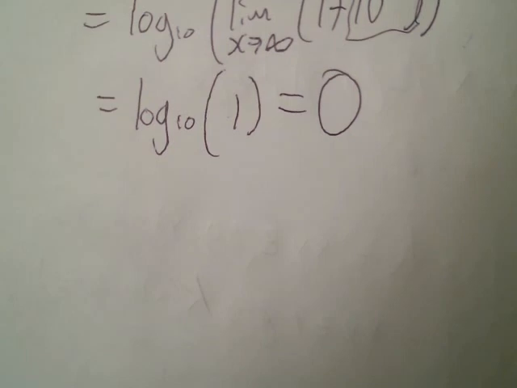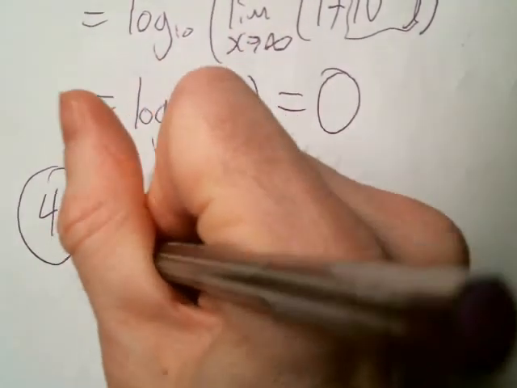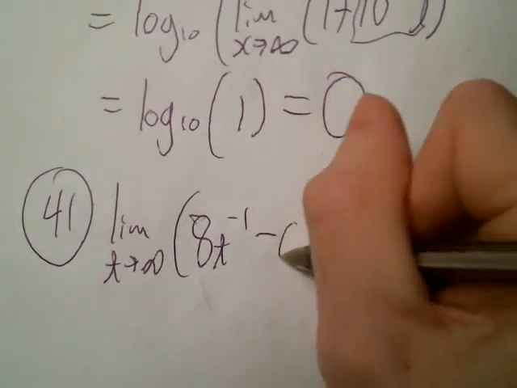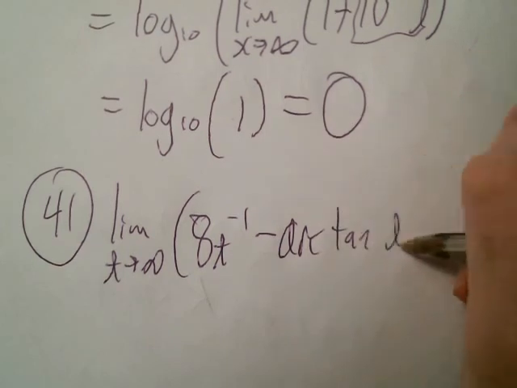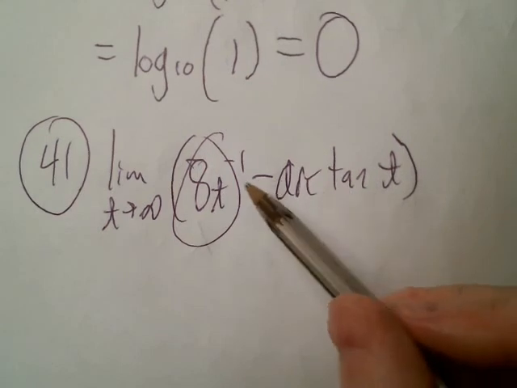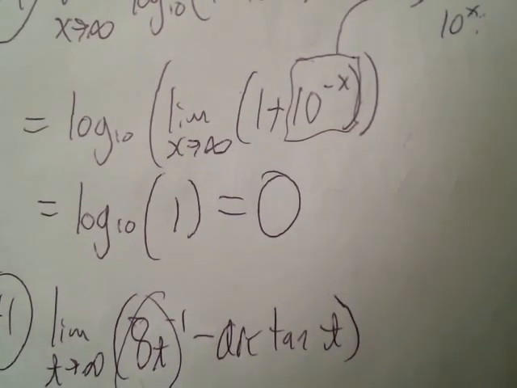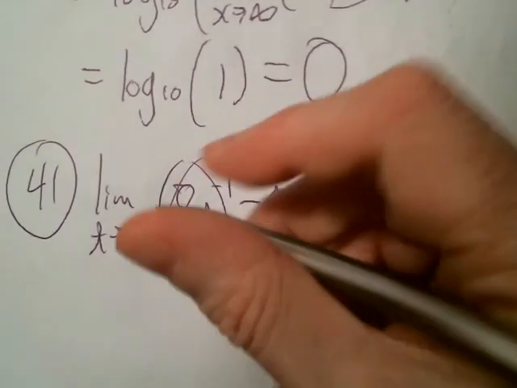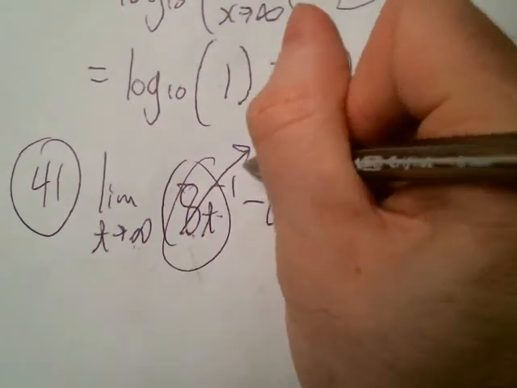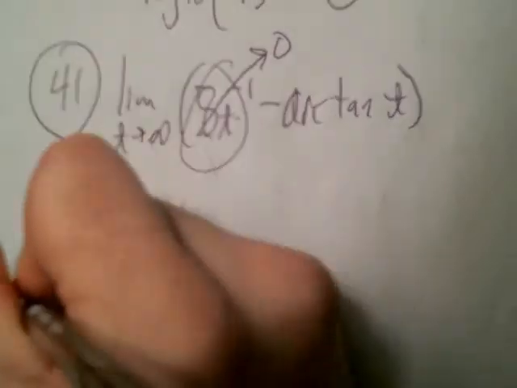41. Okay, so we got one of our arctan friends. Limit as t goes to infinity of 8t to the negative 1 minus arctan of t. Right, so this guy will go to 0 for the same fact that this last guy went to 0. It's really 8 over t, and if you put in t equals 10, t equals 100, t equals 1,000, it's just going to zip off to 0. So this guy here is the troublemaker. And what is that thing?